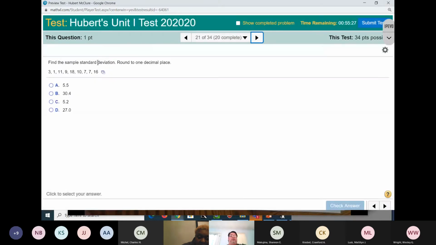What else? Find the sample standard deviation. All right, I want y'all to do this on your calculator right now. You're finding Sx. I'm not going to do it. I'm going to let y'all do it. So go ahead and type it in.